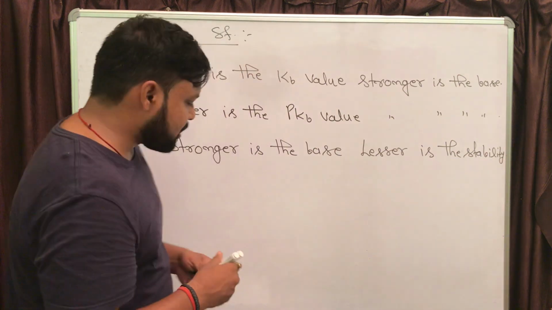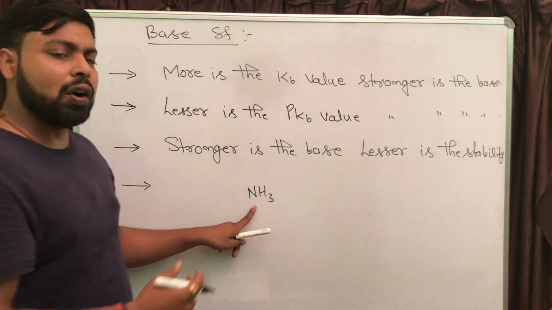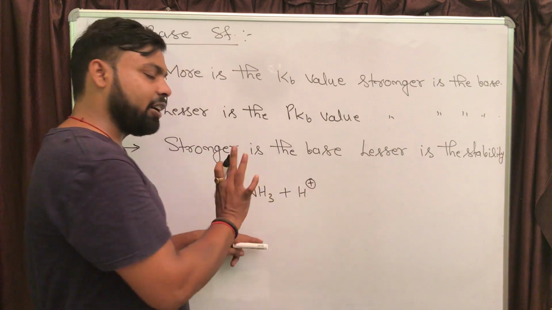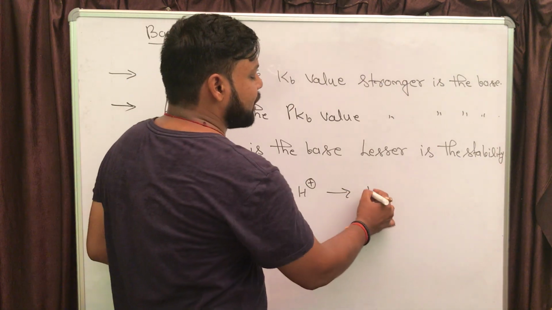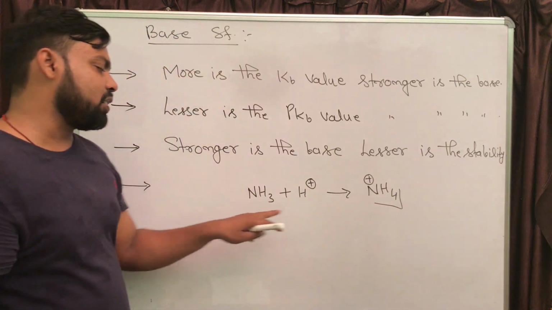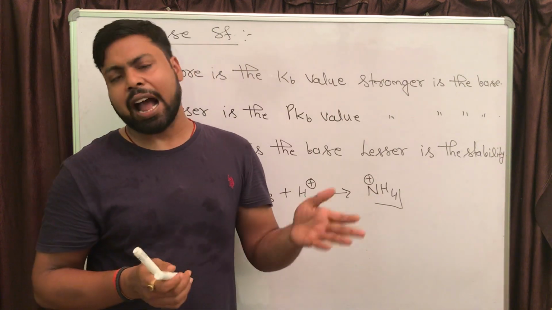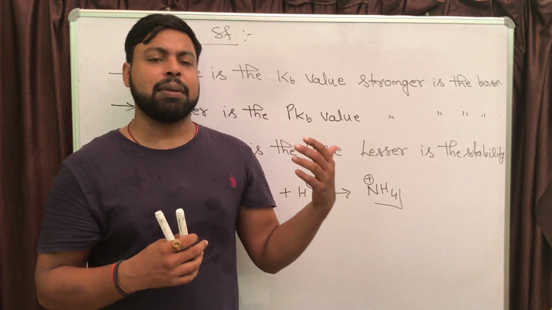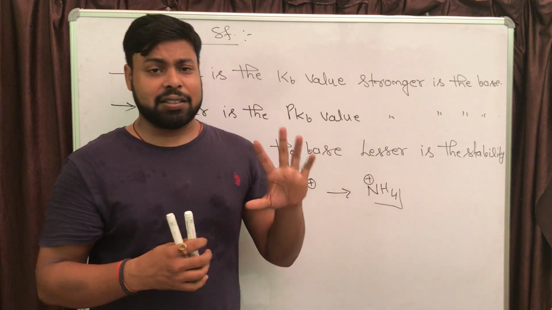And how to write the conjugate acid? If you have any base, let's say ammonia. Ammonia is a base species. If you want to write the conjugate acid of it, just add H plus into it, right? Take any base and H plus, whatever species you are going to get, that is what actually NH4 plus. NH4 plus will be the conjugate acid of ammonia. So if you want to write the conjugate acid of a base, just add H plus, right? And then make a similar statement, more is the stability of conjugate acid, stronger is the parent base, right?